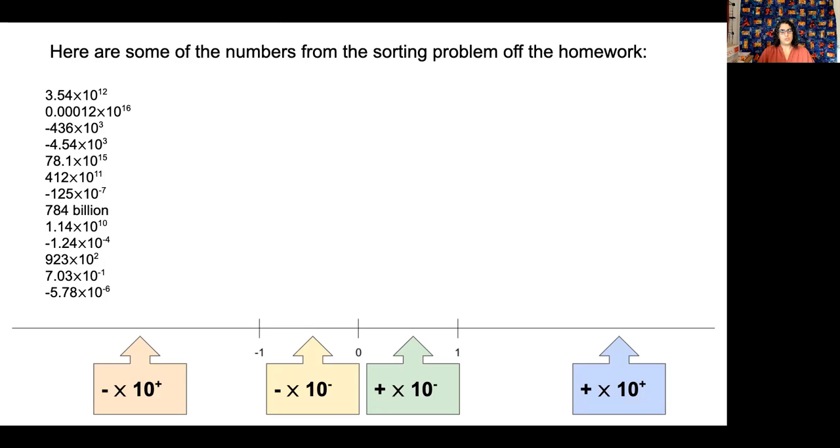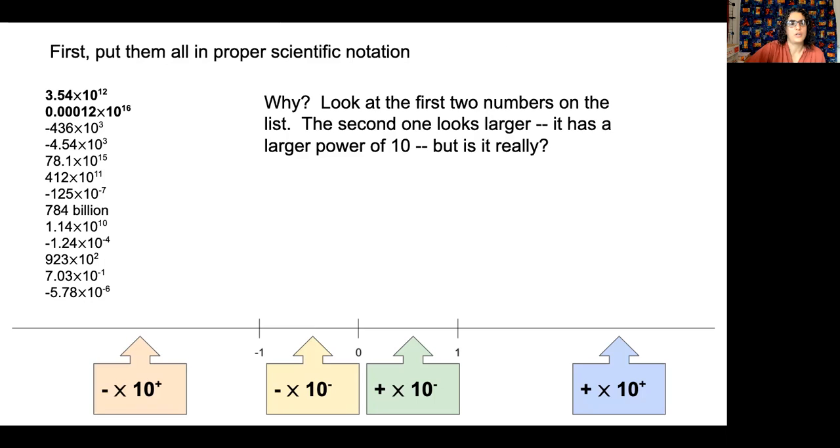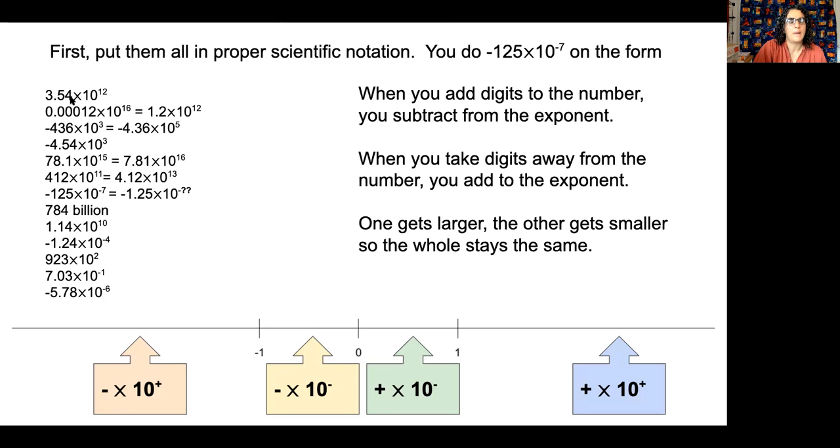Here are some of the numbers off of the sorting problem from the homework. In order to sort these in scientific notation, we're first going to have to write them in proper scientific notation. And why? Well, look at those first 2 numbers there. The second one looks larger because it's a bigger power of 10, but it's not really a 10 to the 16th sort of number because it has all of these funny decimal places here. So let's write that one in proper scientific notation and then look at what was done.